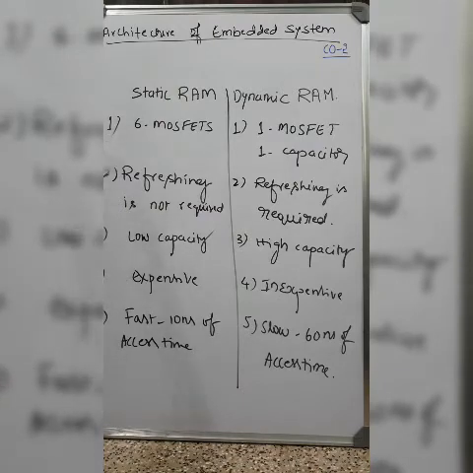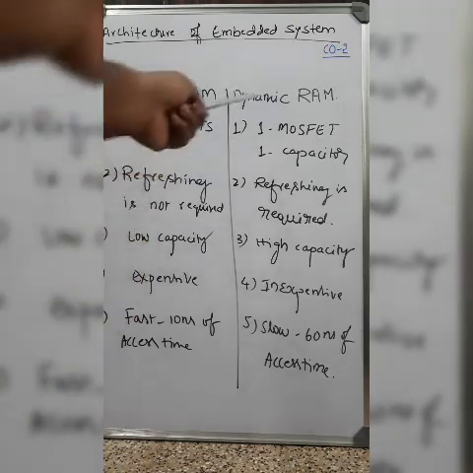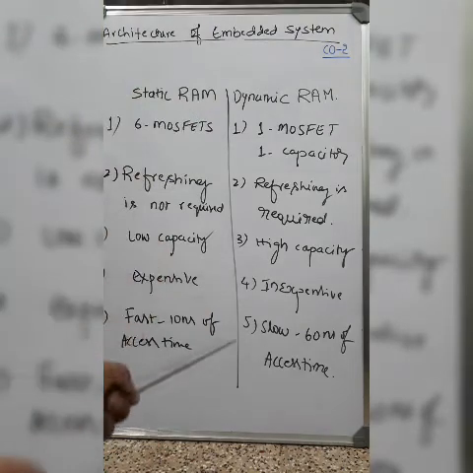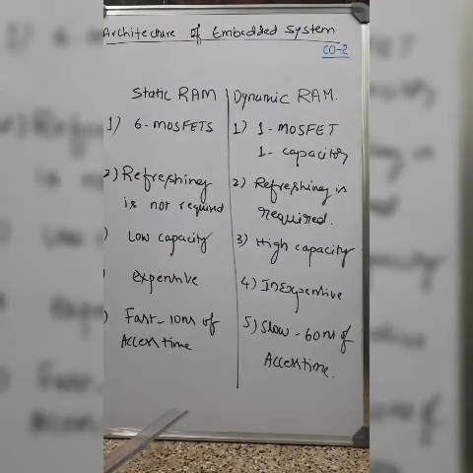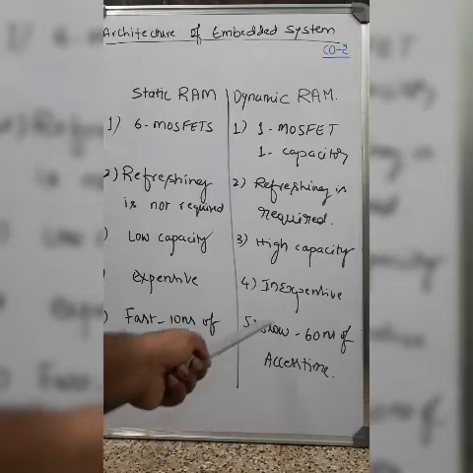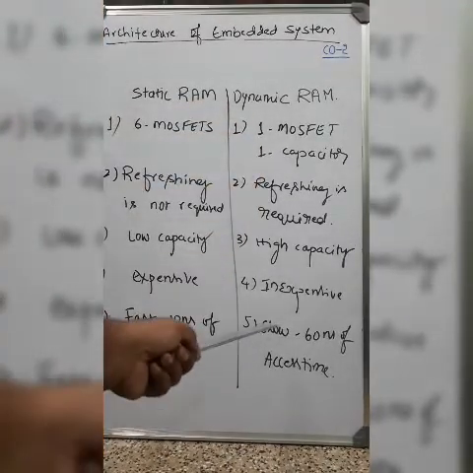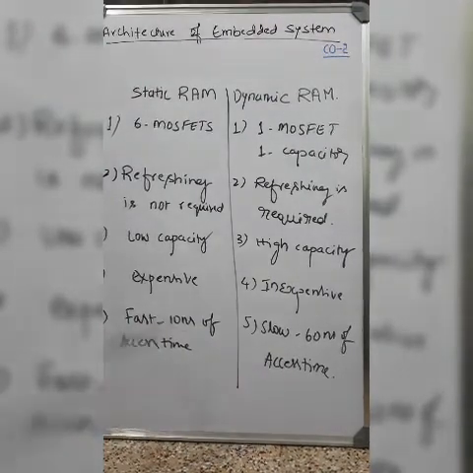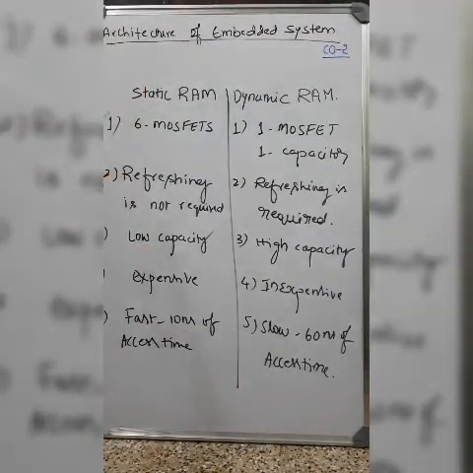Static RAM is expensive because 6 transistors are required to form each cell. Dynamic RAM is not so expensive because only a capacitor and a single MOSFET are required to form a memory cell. And because transistors are there, the access time of static RAM is very less and it works very fast, whereas dynamic RAM is a bit slow with 60 nanoseconds of access time. So these are the differences between static RAM and dynamic RAM.